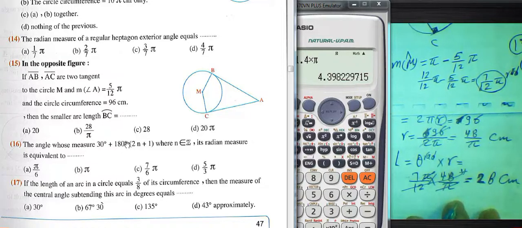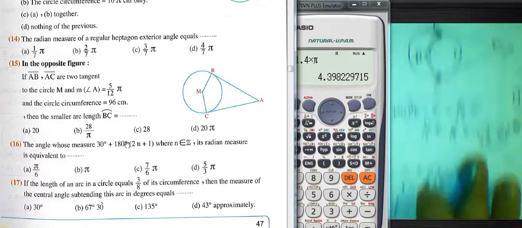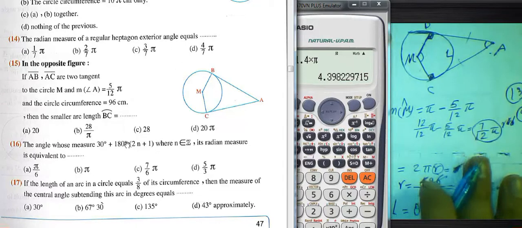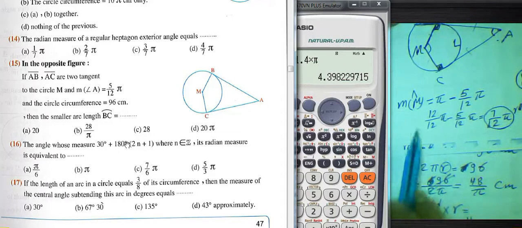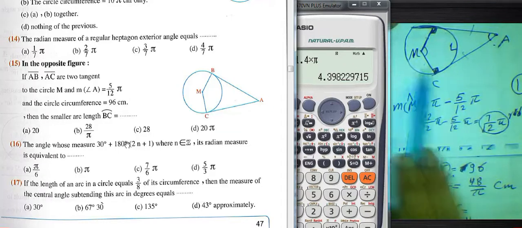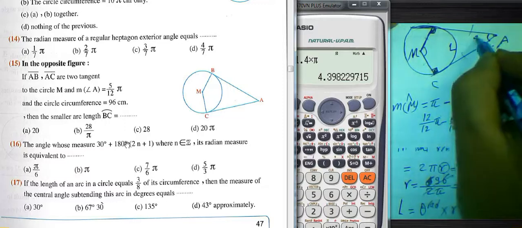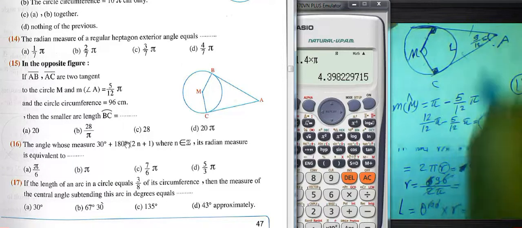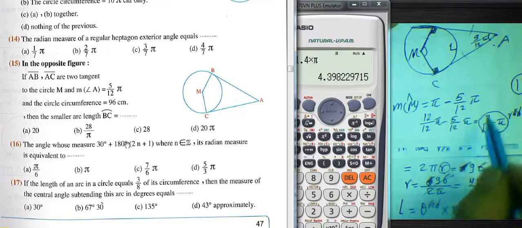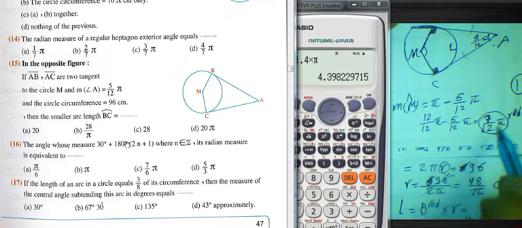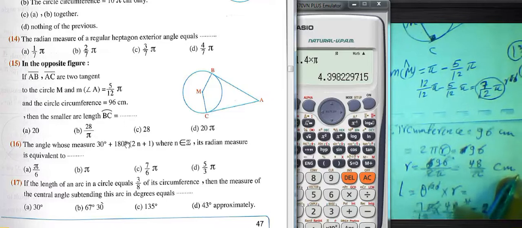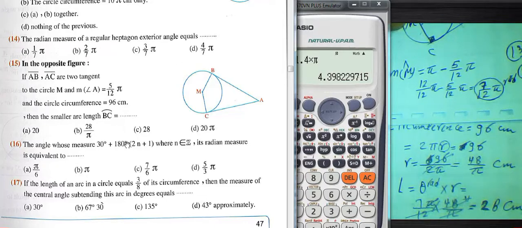We'll choose letter C for question 15. Again, I will solve it again. Look here. The measure of angle M equals pi minus 5 over 12 pi, which is the measure of A. The result will be 7 over 12 pi. The circumference equals 96 centimeters, so the radius equals 96 over 2 pi, equals 48 over pi centimeters. So the length equals theta in radians multiplied by r, equals 28 centimeters.